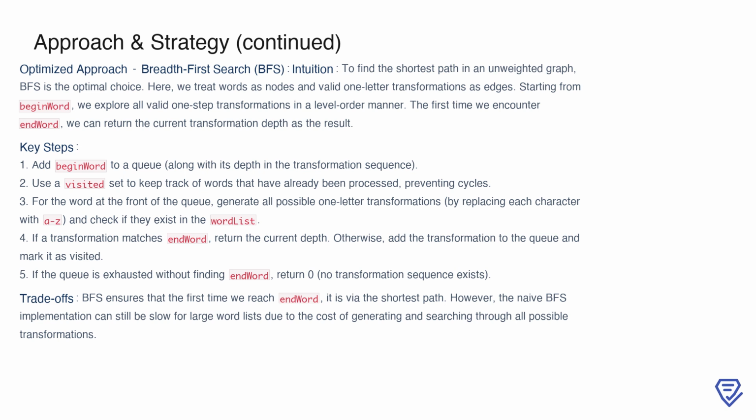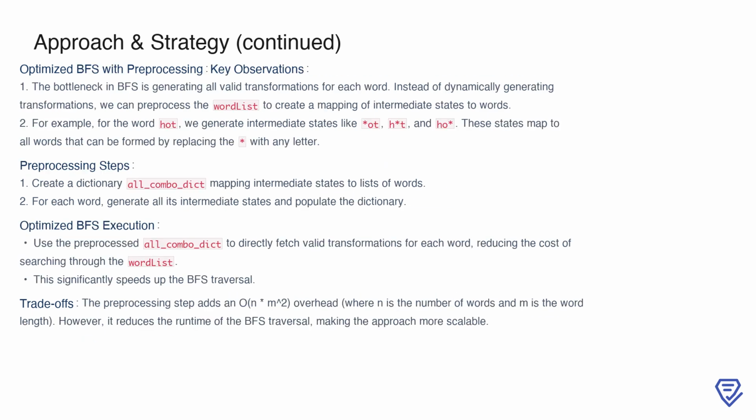BFS ensures that the first time we reach the end word, it's through the shortest path. However, the naive BFS approach can still be slow for large word lists because of the overhead involved in generating and checking all possible transformations. To address the inefficiencies of naive BFS, we can use an optimized BFS with pre-processing. One key observation is that the bottleneck in BFS lies in dynamically generating all valid transformations for each word.